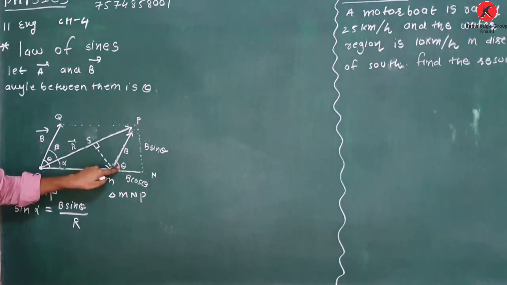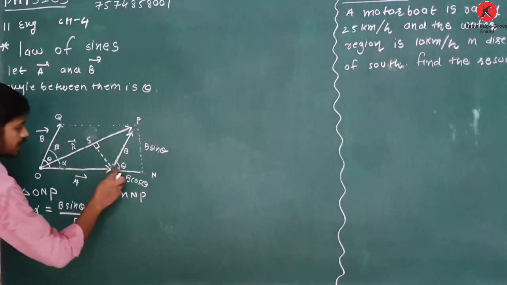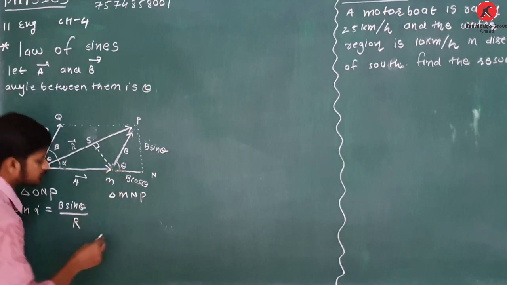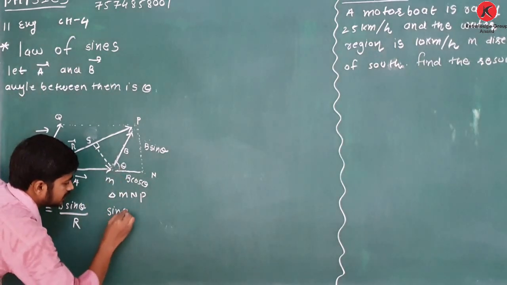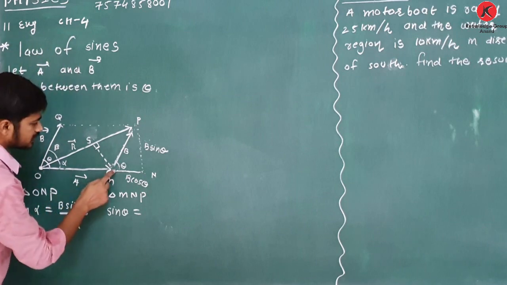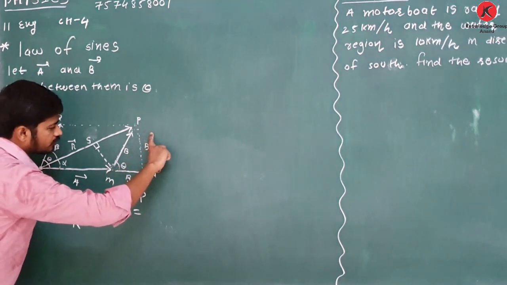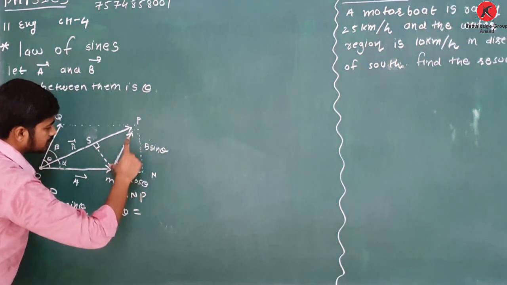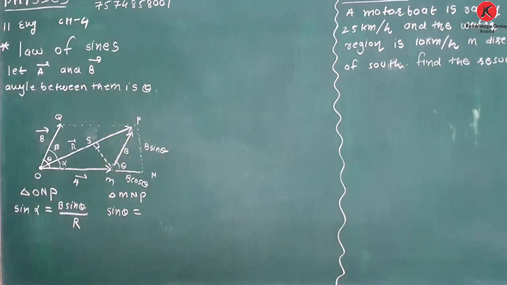So again, take sine theta. Sine theta means opposite side upon hypotenuse. For this theta, if you are taking opposite side upon hypotenuse, then it will be in triangle M and P.